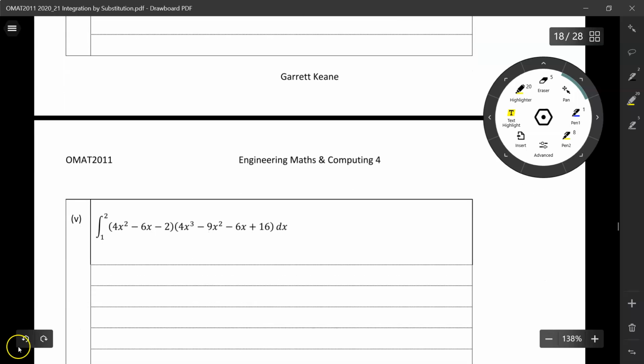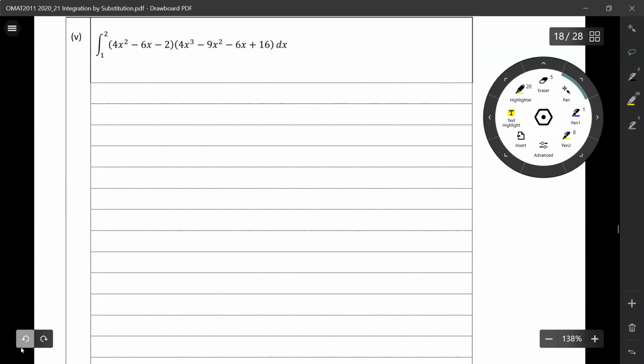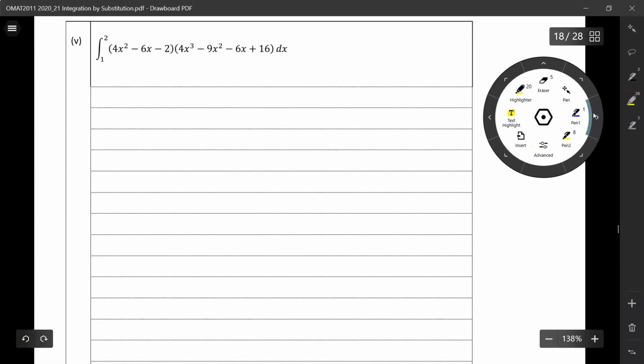Okay, and we'll start on this one. This is a similar one where the larger function is still brought to the power of 1. It's not brought to a power. So once again, our larger function, f of x, is equal to 4x cubed minus 9x squared minus 6x plus 16. The smaller function, g of x, is equal to 4x squared minus 6x minus 2.